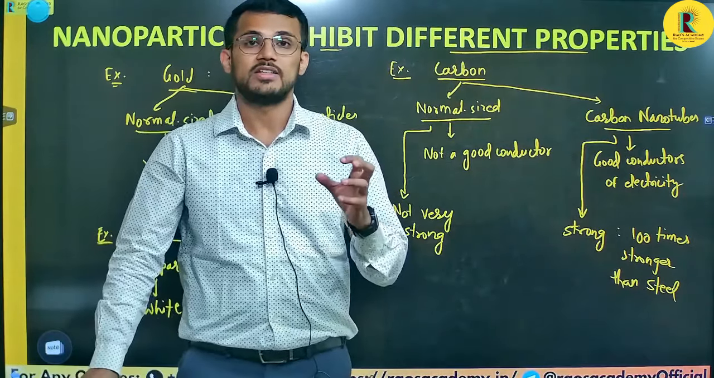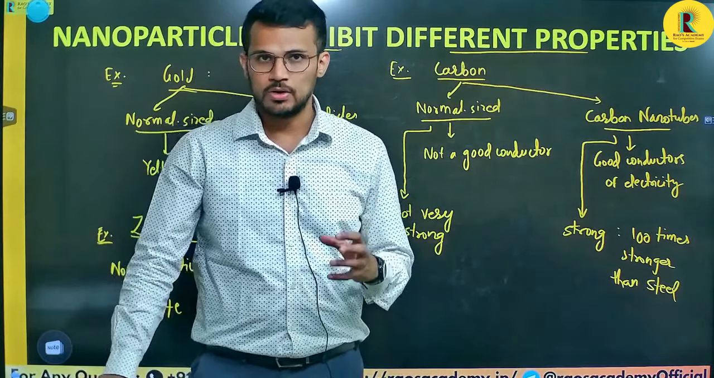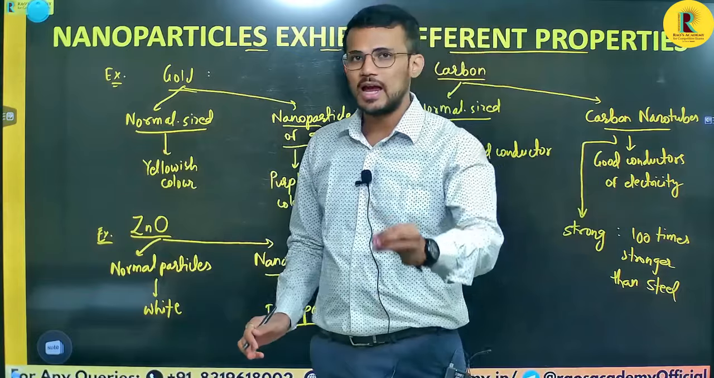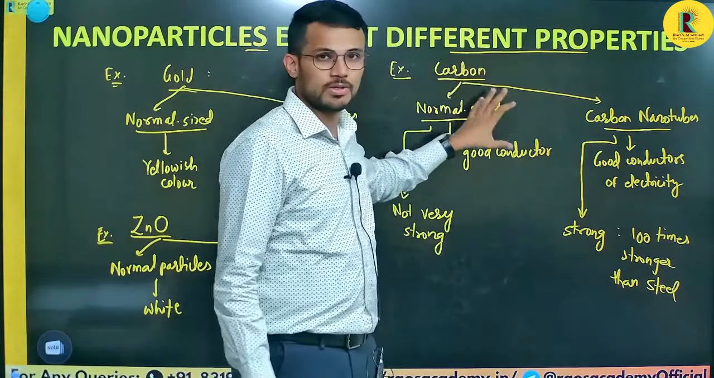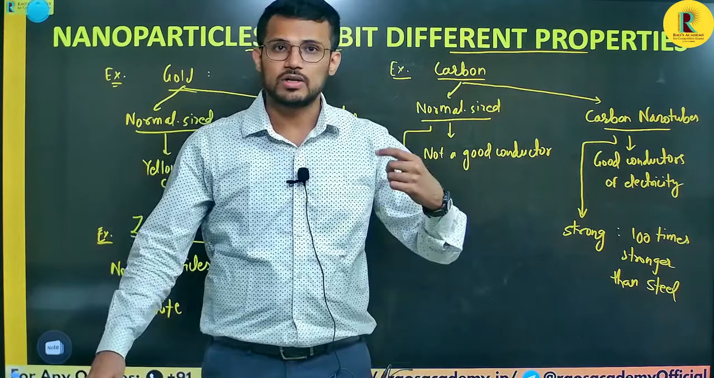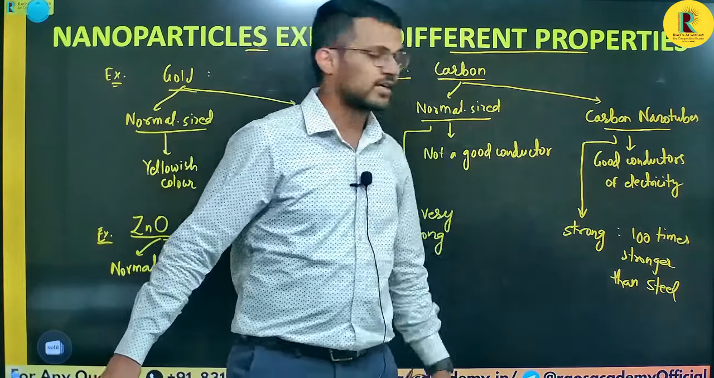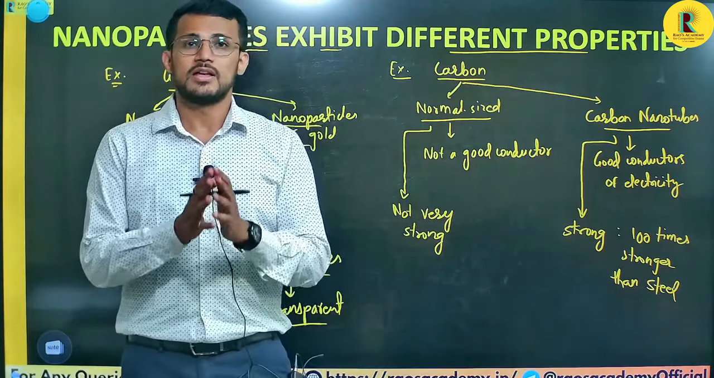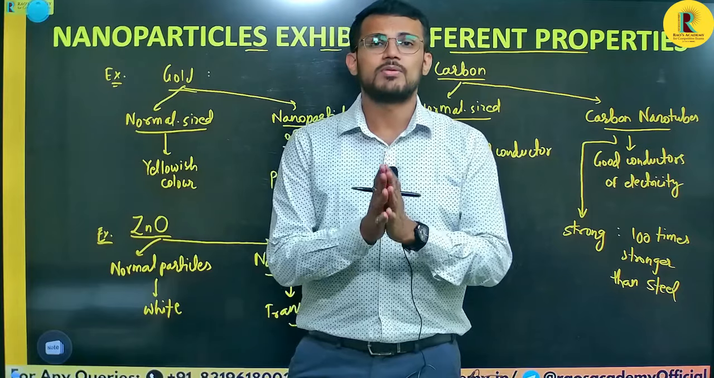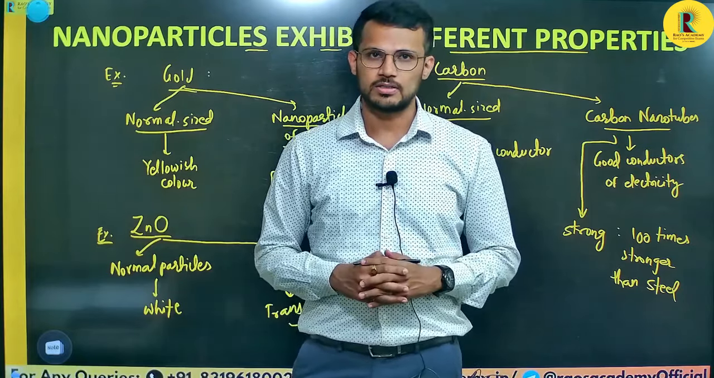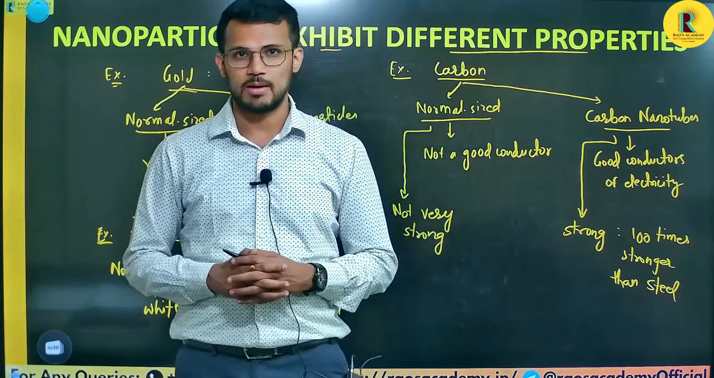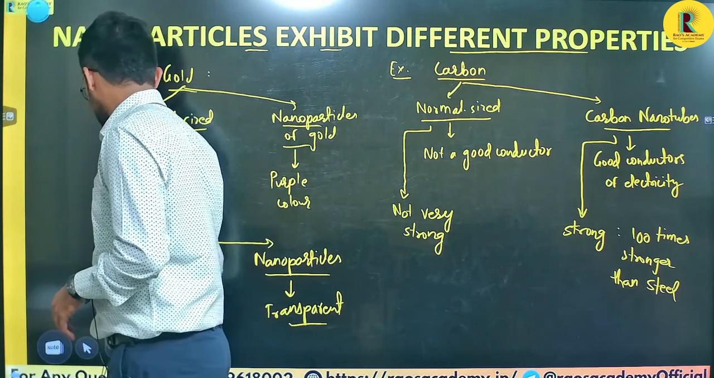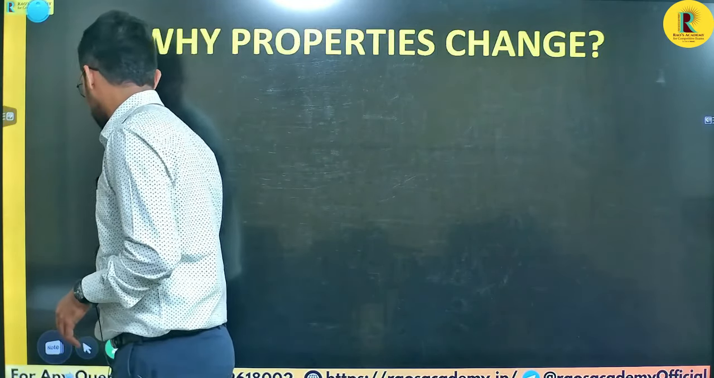Fine. So, that is the change in the properties that we are able to see. Right. So, here optical properties are changing, color is changing, that means optical property is changing at nanoscale. In the first example of carbon, there is change in the conductivity, and in the second example, strength, that means physical property, is changing. So, this clearly shows that nanoparticles have different properties than their normal sized counterparts. Now the question arises, why exactly does this happen? Let us try to understand why there is change in the properties of nanoparticles.